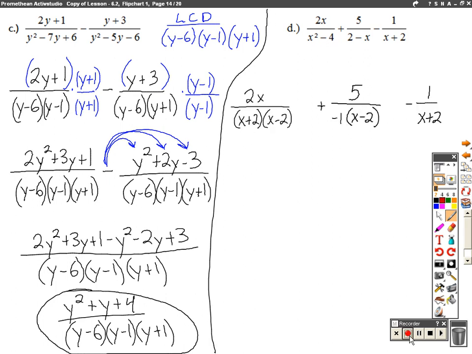Now there is a little trick in letter D. Whenever you try to factor the denominators, the first denominator is x plus 2 times x minus 2. Now you'll notice the second denominator is a 2 minus x, and that's not the same as x minus 2. So I would like this to look like x minus 2, and I can do that if I factor out a negative 1, like I did right here.